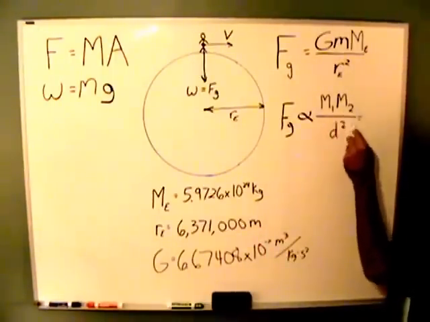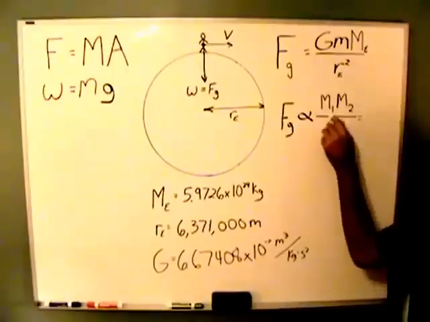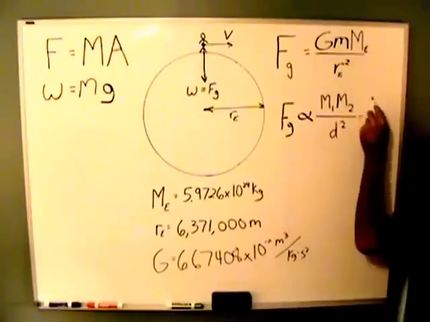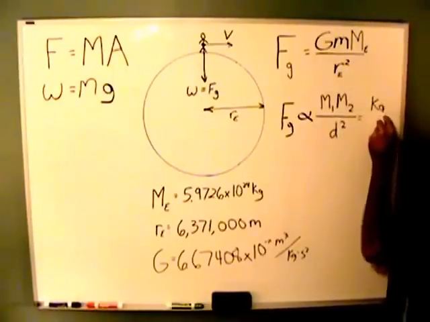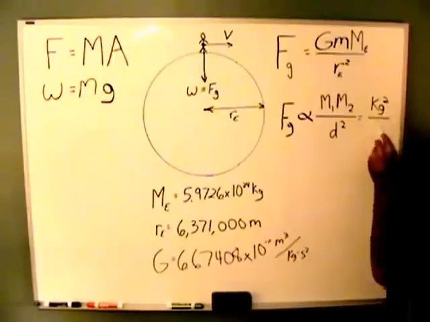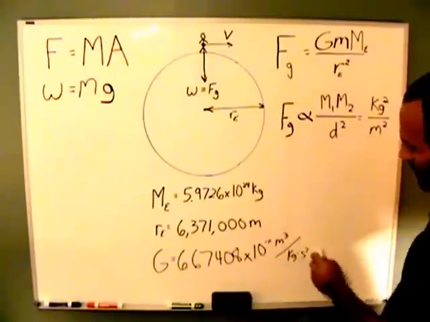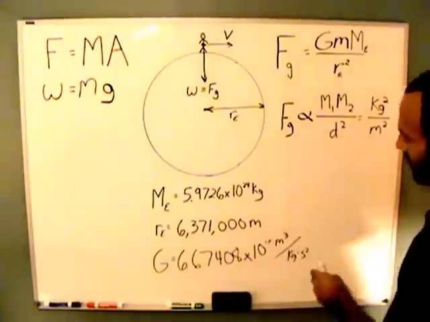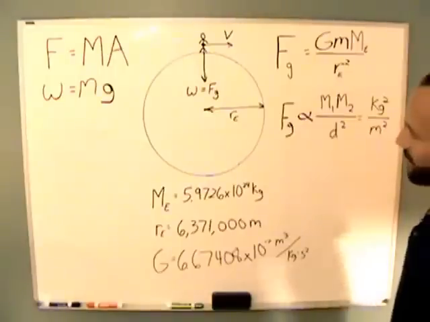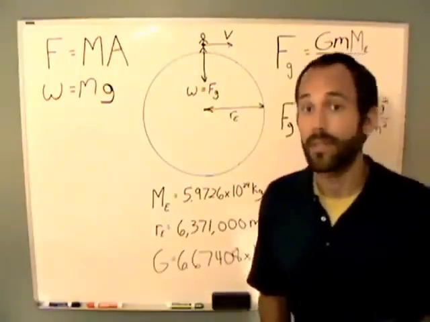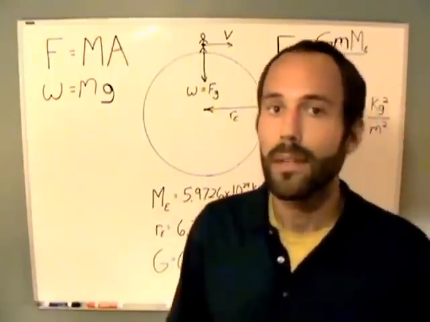Because if you combine the units in this proportion right here, assuming the masses are measured in kilograms, you would get kilograms squared over meters squared. And if you multiply that times this factor down here, you will end up with kilograms times meters per second squared, which is equal to a newton, or a unit of force. Okay?